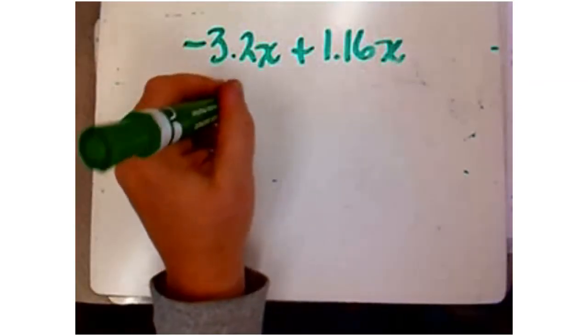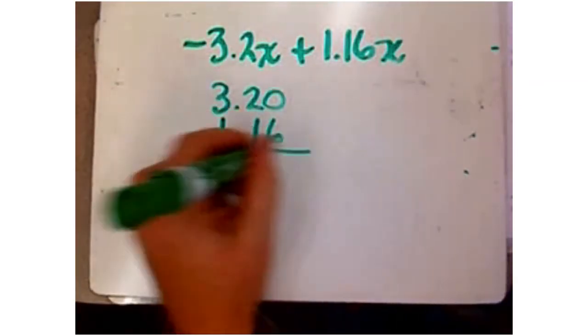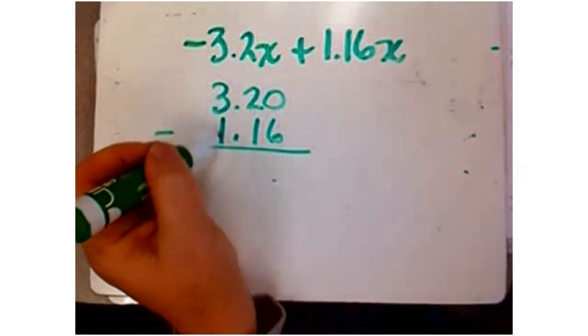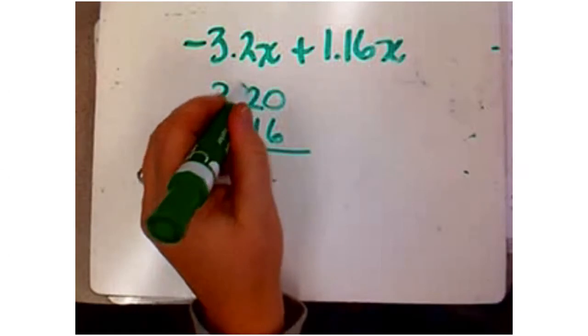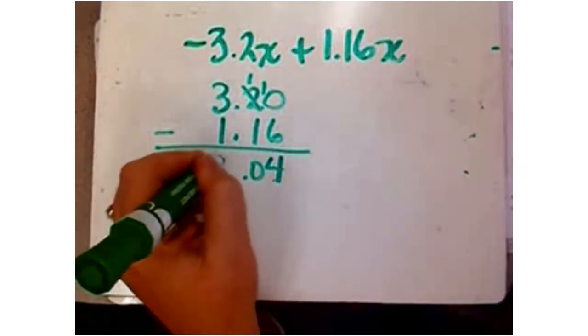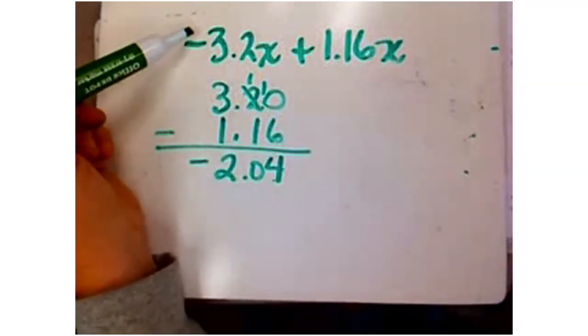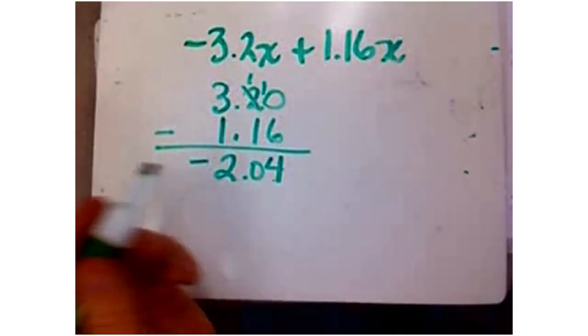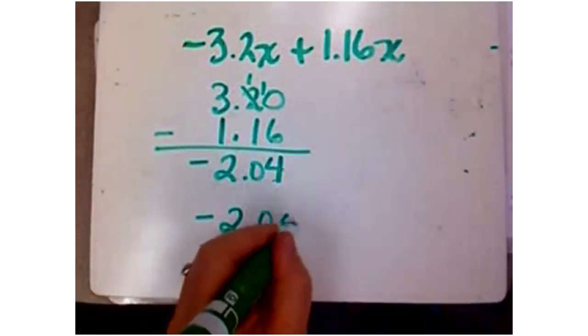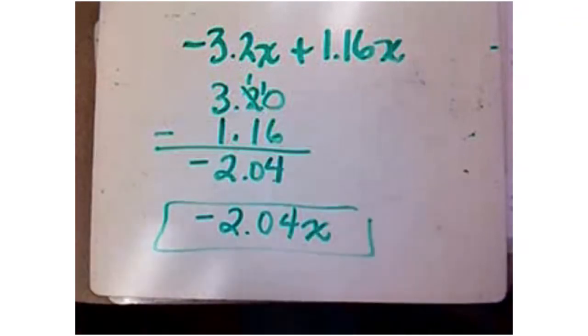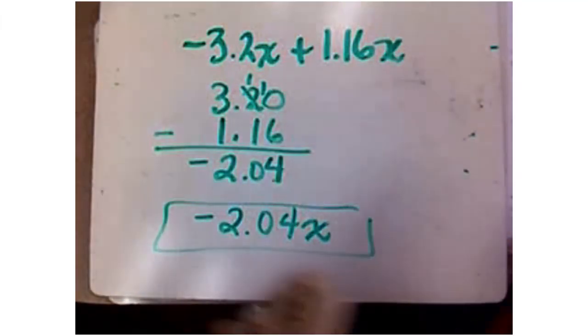That means we actually have to find the difference between 3.2 and 1.16. So we subtract 1.16 from 3.2. You're going to do that subtraction algorithm, and you get 2.04, but remember that it needs to be negative because there are more negative 3.2 than the positive 1.16. And then your final answer would be negative 2.04x. Don't forget to bring down the variable that they share as a like term. So that's combining like terms. And you will practice that throughout 5.6.